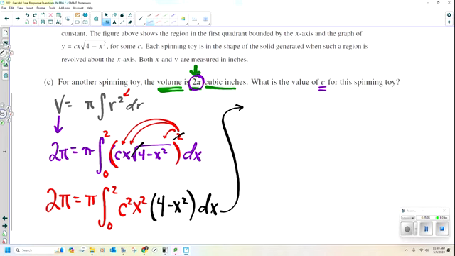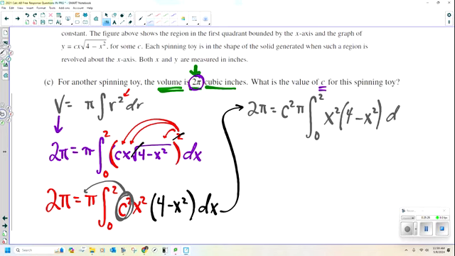Now at this point, I am going to take my c squared, this is a constant, and pull that out here. So I have 2 pi equals the integral. Well, c squared times pi is on the outside. The integral from 0 to 2. And I have x squared times 4 minus x squared dx. Right? I don't have to do u sub. I'm just going to distribute that x squared and just integrate.